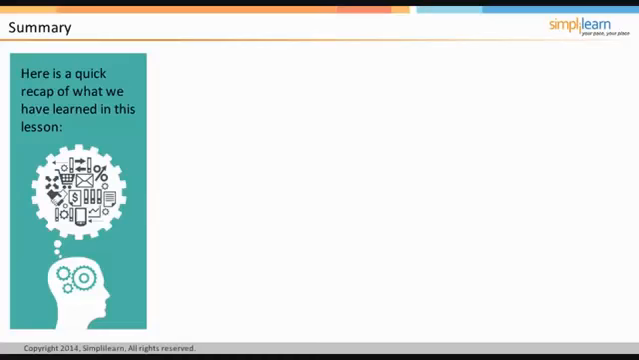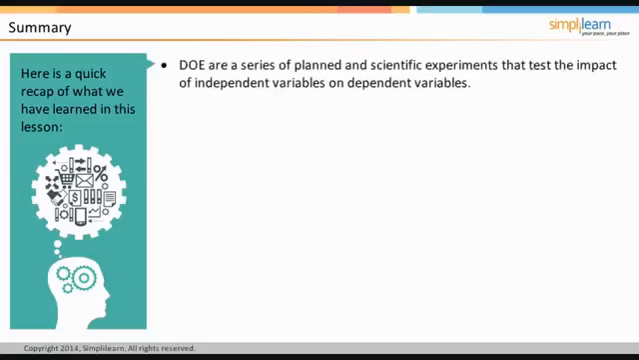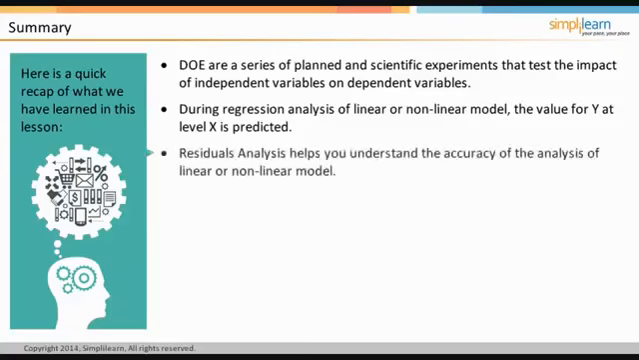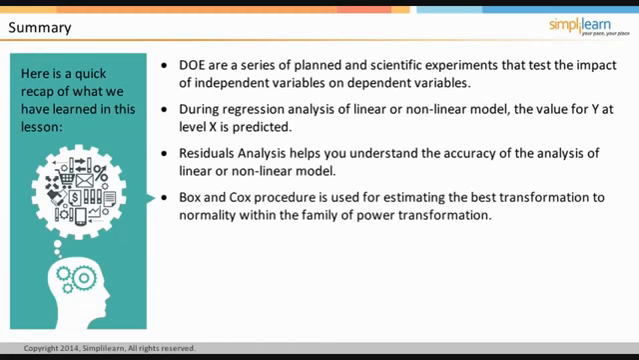Let us summarize what we have learned in this lesson. DOE is a series of planned and scientific experiments that test the impact of independent variables on dependent variables. During regression analysis of a linear or nonlinear model, the value for y at level x is predicted. Residuals analysis helps you understand the accuracy of the analysis of a linear or nonlinear model. The Box and Cox procedure is used for estimating the best transformation to normality within the family of power transformation. The 5Y tool is used to analyze the root cause of a problem.